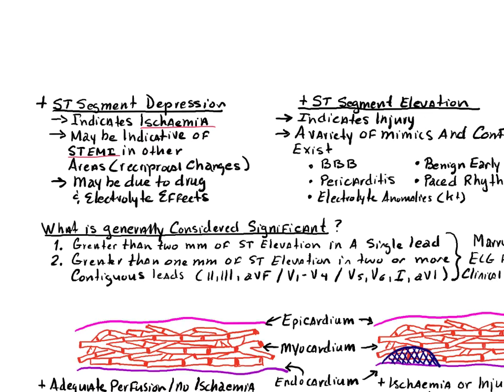Okay? Another thing that can cause ST depression are drug and electrolyte effects, and we'll talk about those in some detail later on. Common drugs can cause ST segment changes, such as digoxin. Digoxin is a classic one that can cause this. Okay, so it does indicate ischemia, but many other things can cause ST depression. Does that make sense? So it's not totally sensitive or specific for identifying ischemia.